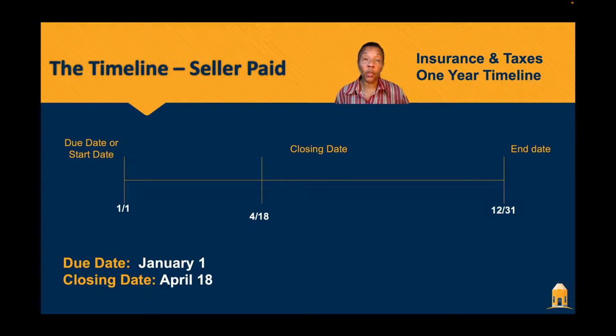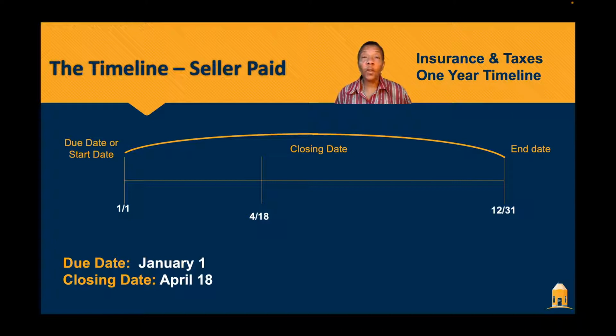You see that I started it on January 1st and I ended it on December 31st. My closing date is noted on April 18th, and it's noted kind of like where it would sit in the calendar. I do this for a reason, because some proration problems you can just figure out without even doing any math at all. All right, so we have our timeline set up. So let's look and see what happened.